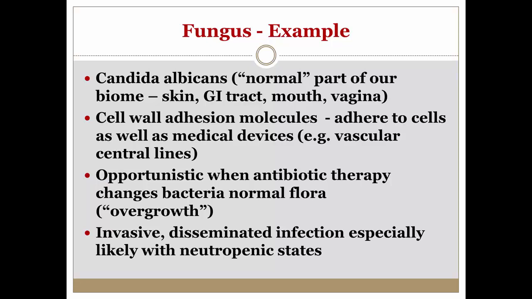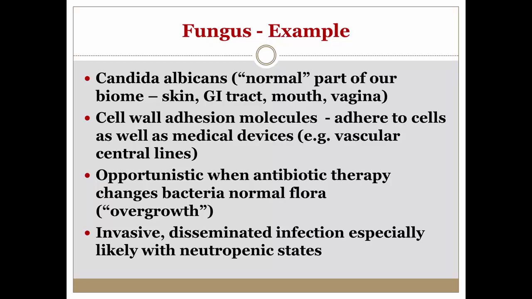We know that invasive and disseminated infection is especially likely with neutropenic states like cancer, AIDS, or transplant. And this can occur because Candida can actually suppress the immune system. It does this by decreasing monocyte and macrophage function, as well as decreasing the production of C3, which is part of our complement pathway. Remember, if we change that complement pathway, that then decreases chemotaxis of our phagocytes.